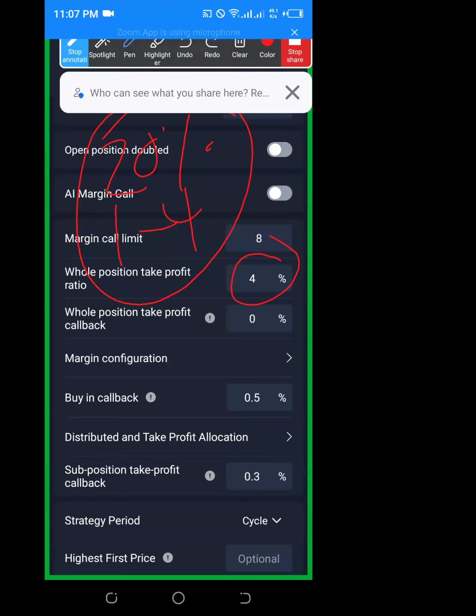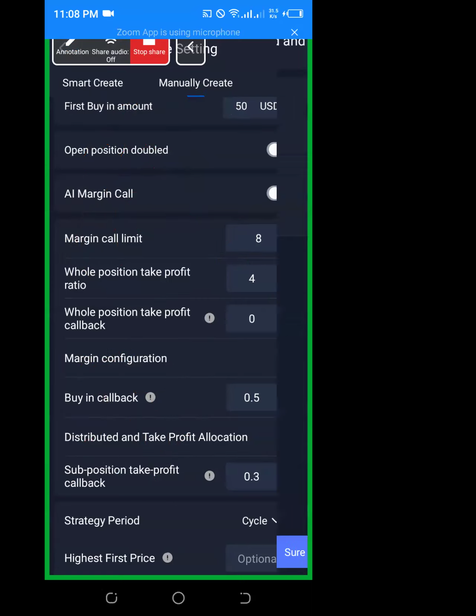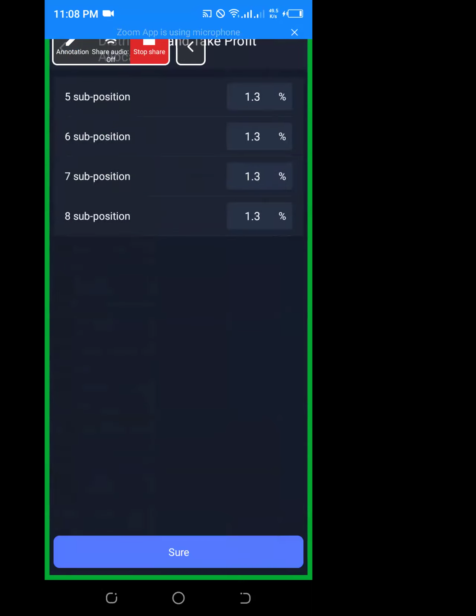Okay? But margin calls from 5 to 8, the robot will always sell them separately, and they apply on the distributed take profit allocation. Each and every margin call from 5 to 8 has its own take profit ratio. And when you come here, they're asking you, from the sub position to the 8th position, how much do you want to take from the market?